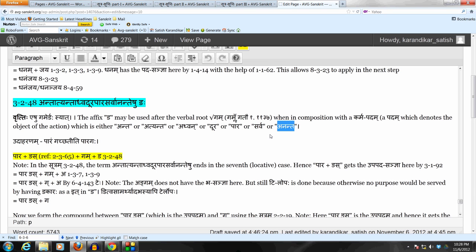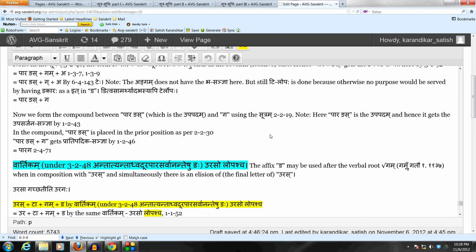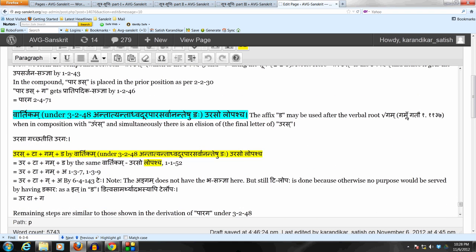Now the next sutram we're going to take is going to extend. So it's a vartikam. The next vartikam we're going to take extends this sutram for another case which should not be covered by this sutram. That vartikam is urasolopascha. So that will be the next topic that we will discuss. The vartikam urasolopascha.